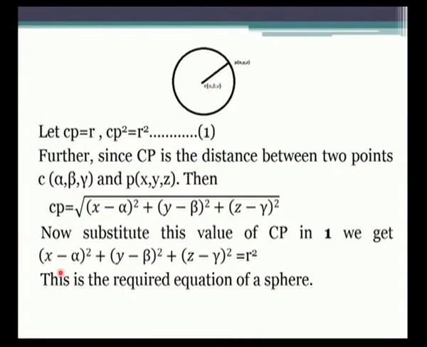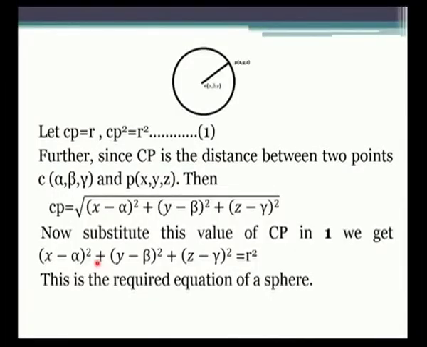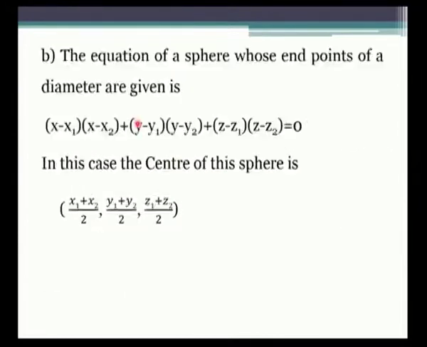Equation 1 is CP square is equal to r square. After substitution, we get the expression (x minus alpha) whole square plus (y minus beta) whole square plus (z minus gamma) whole square is equal to r square. So, this is the required equation of a sphere when the center of the sphere and radius are given. Here the center is (alpha, beta, gamma) and radius is r. So, we get the equation of the sphere like this.